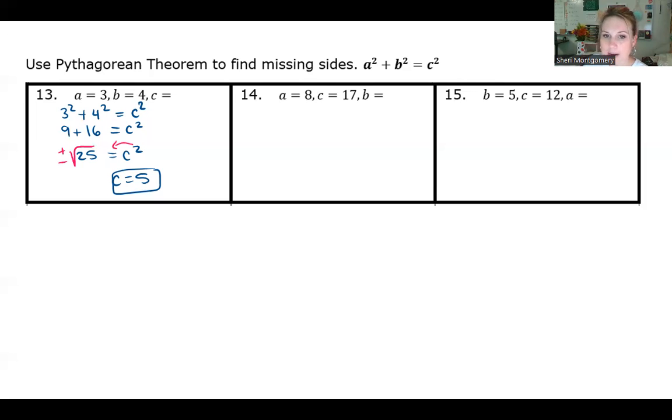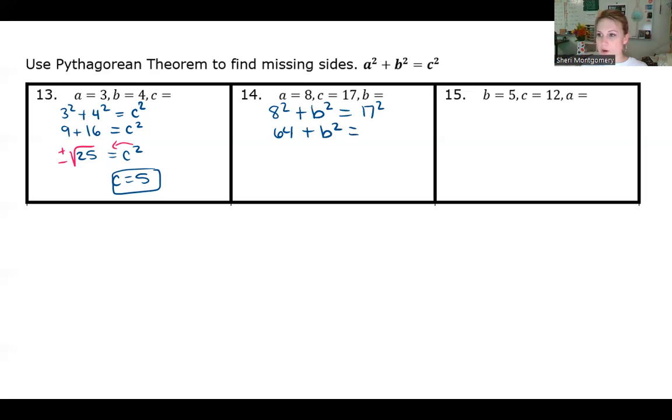The next one is going to set up similarly. We get 8 squared plus B squared is equal to 17 squared. So remember, you got to do A squared and then B squared. So be careful. So what is 8 squared? 64 plus B squared. What's 17 squared?